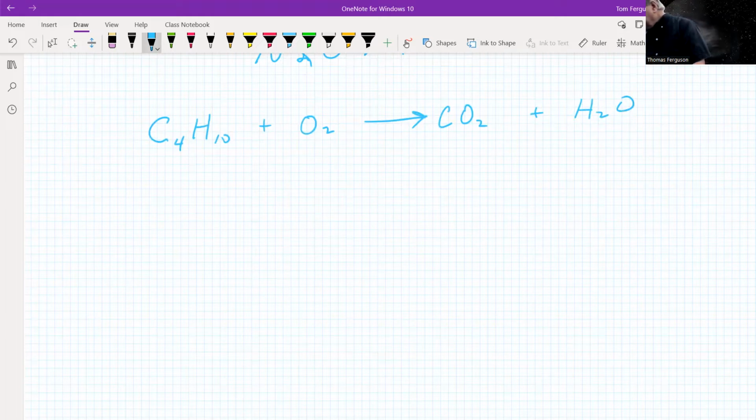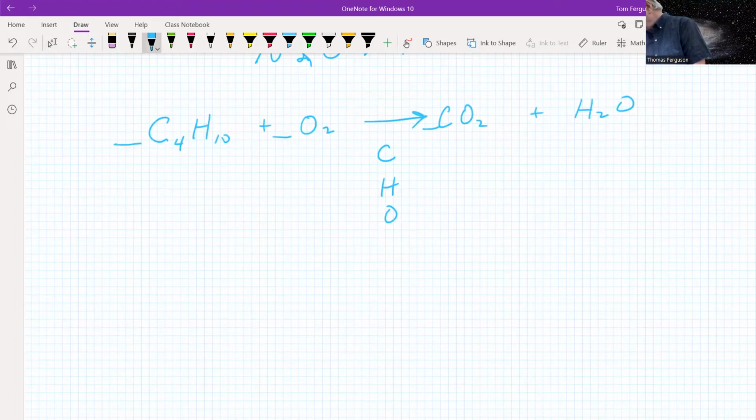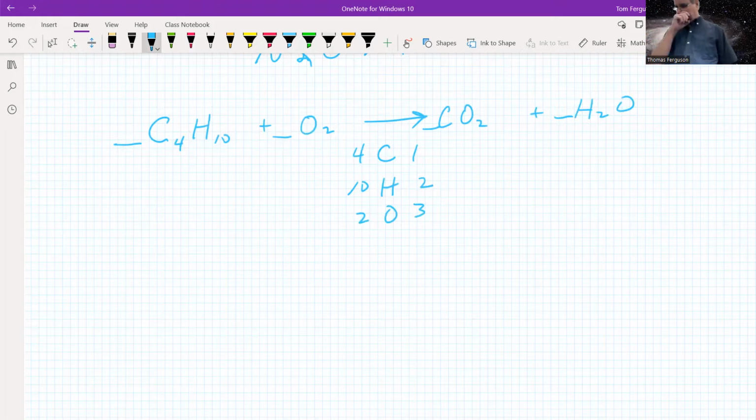Let's take an inventory. We've got C, H, O. So obviously, 4 carbons and 1 carbon, right away we know this isn't balanced. 10 hydrogens, 2 hydrogens, 2 oxygens, 3 oxygens. Okay, so it's horribly unbalanced. Okay, now it changes the oxygens though. We've got 8 and 1 is 9.